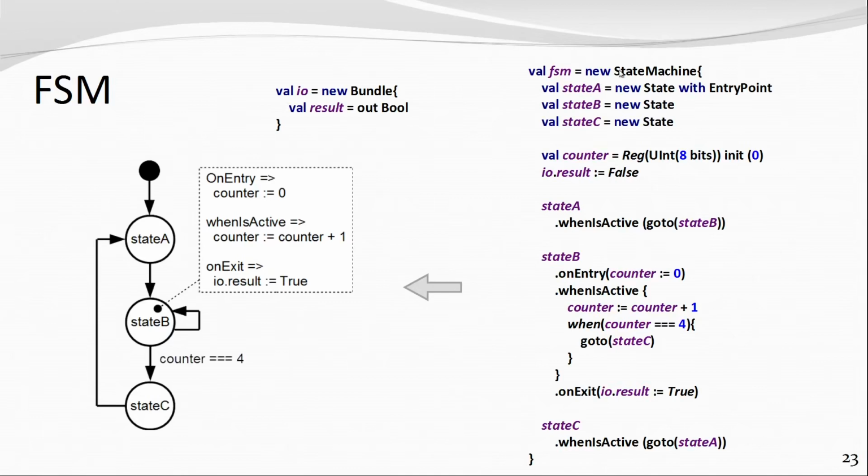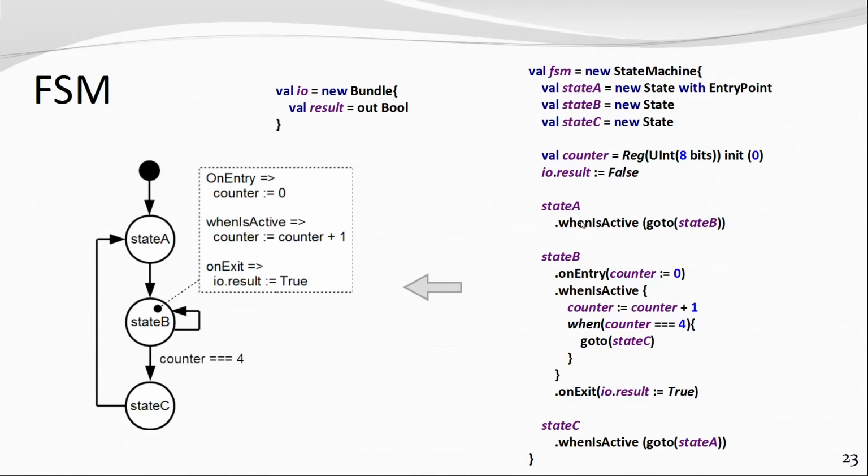So you can use a state machine tool, which is, again, one thing which is implemented on the top of it. It's not implemented into the SpinalHDL compiler. So you can say, I want a new state machine. I want to define states A, B, C, which are states, and A is the entry point. Then you can define some signals and some stuff like that.